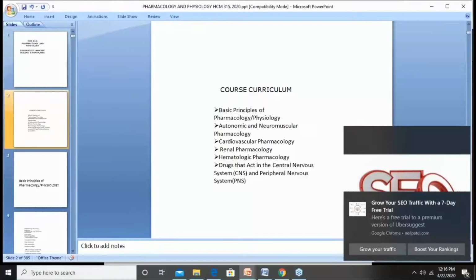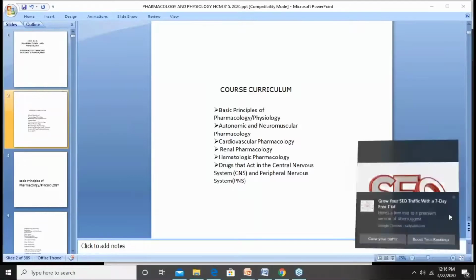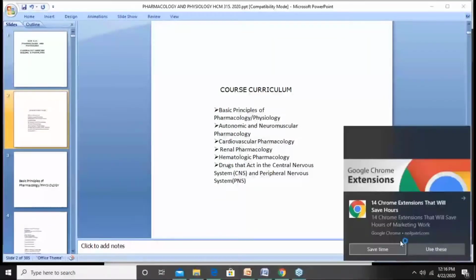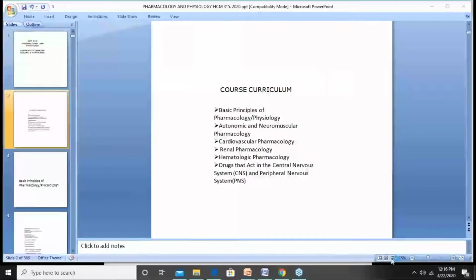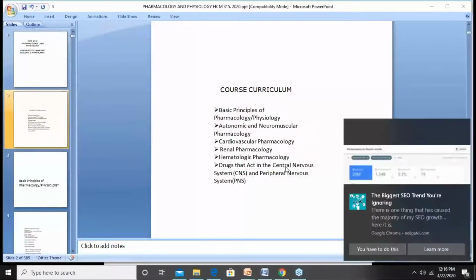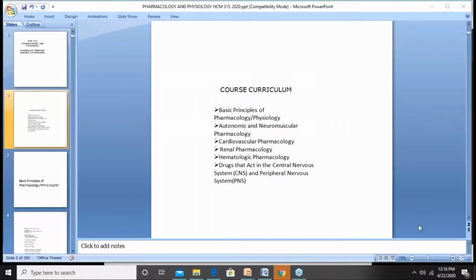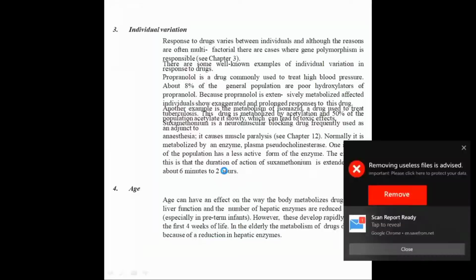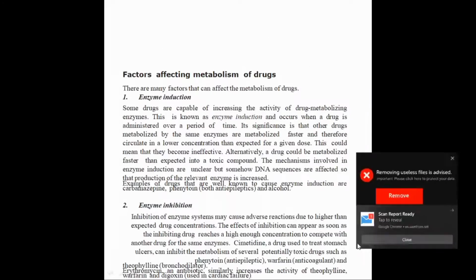So in this course, we are going to learn the basic principle of pharmacology. We are going to learn the basic principle of physiology. We are also going to learn the autonomic and neuromuscular pharmacology. And we will learn cardiovascular pharmacology. There is another aspect of pharmacology called renal pharmacology. Then after the renal pharmacology, we are also going to learn about the central nervous system.